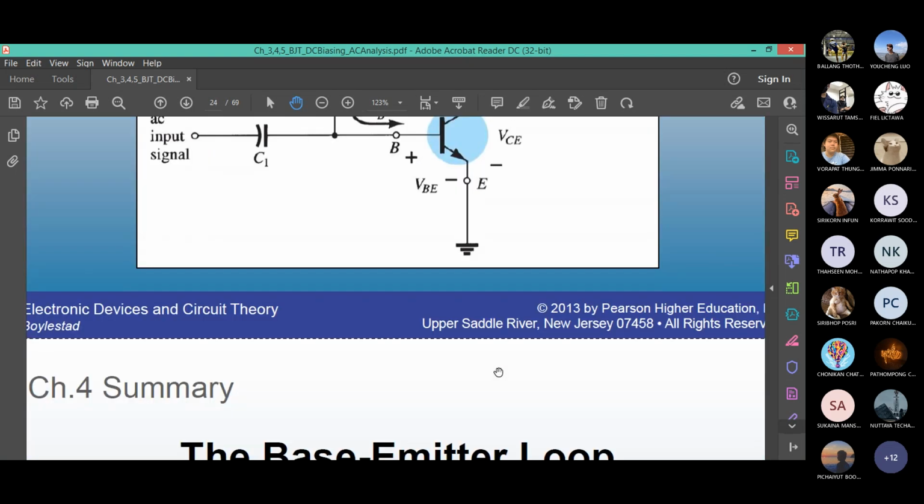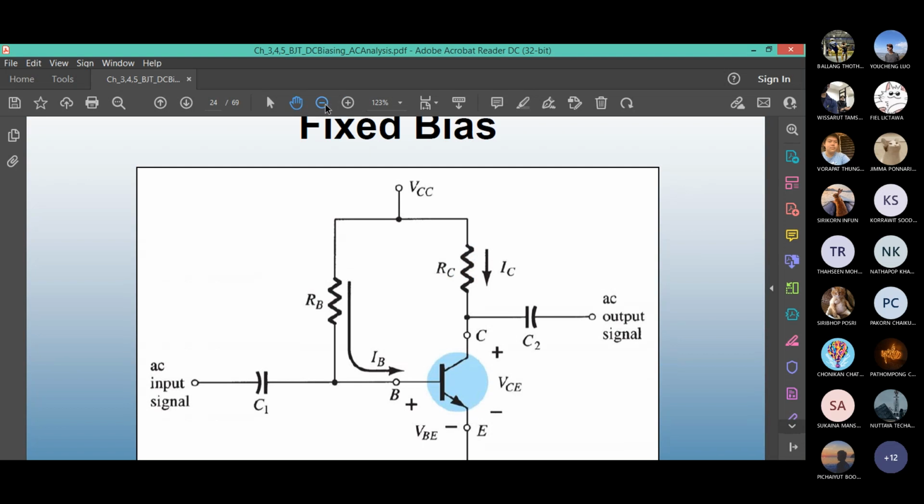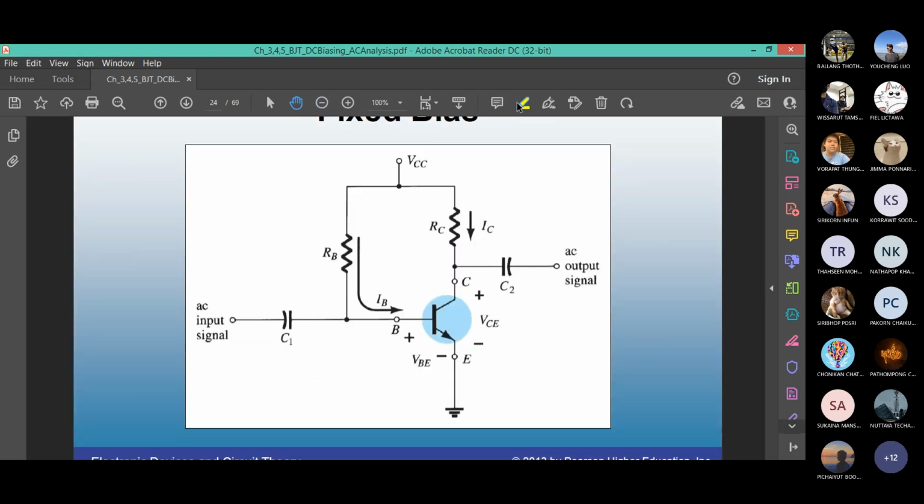Now, there are 2 loops in the circuit. Let me zoom out a bit. I'll pick the yellow marker. There's an input side of the transistor and then the output side.